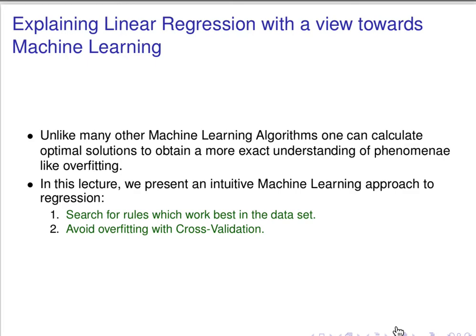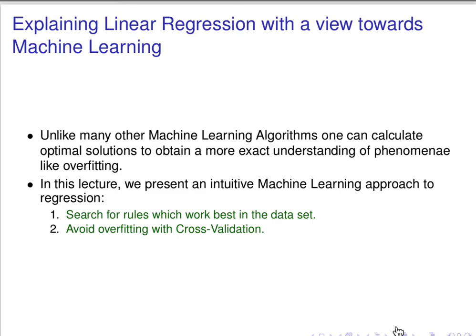With a view towards machine learning simply means that a lot of time nowadays, what you do, you look in the data for rules to predict or categorize things, and you try with your data what works best, and then you use this for prediction of future events, and you avoid overfitting with cross-validation. So we'll see how this works, but this is great because you can understand regression in this manner.